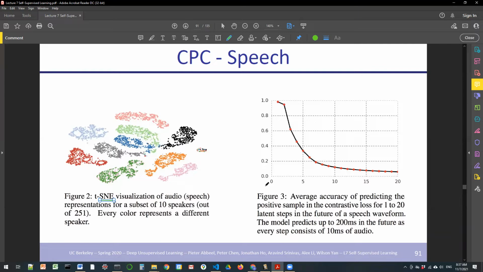Now, on the right, the choice of the time frame or the time steps that we use is what is shown. So this is the average accuracy of predicting the positive sample in the future. And as you see, as we increase the distance between the context and the prediction or the targets, the accuracy of prediction goes down, right? So the model predicts up to 200 milliseconds. Every step consists of 10 milliseconds. But what is interesting is the accuracy drops quite a bit.